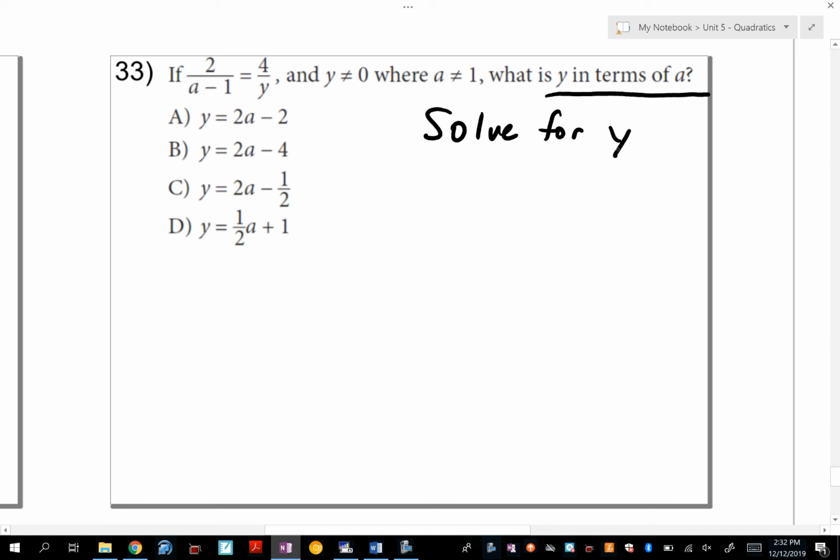Okay? Well, let's do our cross products. So 2 over a minus 1 equals 4 over y. I'm going to multiply 2 times y and 4 times a minus 1.